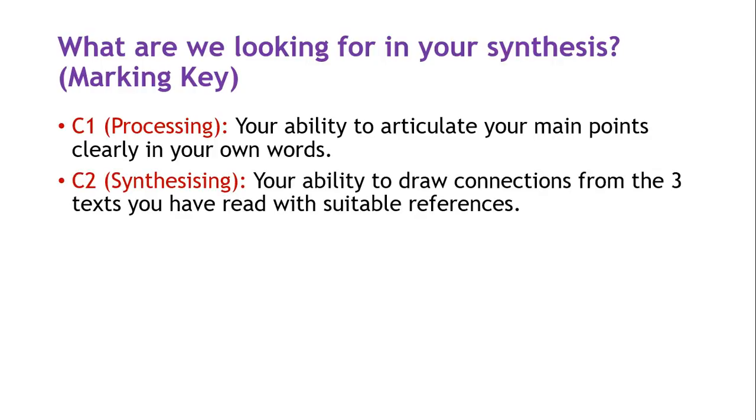Criterion 2 is synthesizing, and it's basically your ability to draw connections from the 3 texts that you have read with suitable references. So you have to give in-text citation, and you also have to show the similarities and differences between the texts.